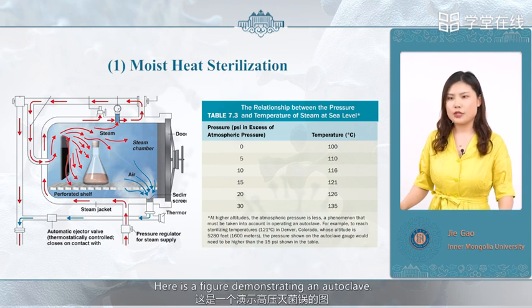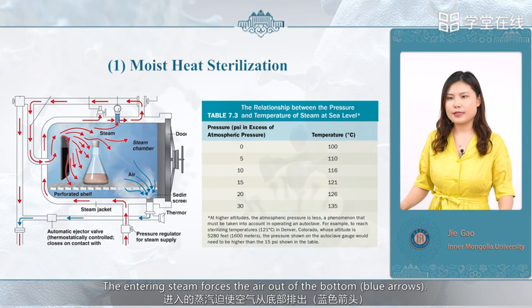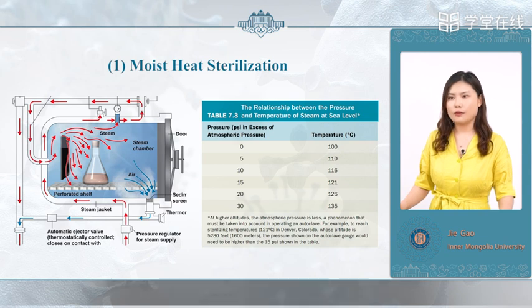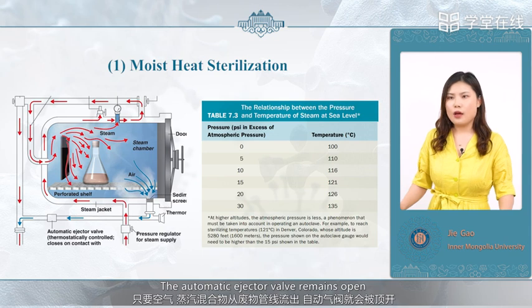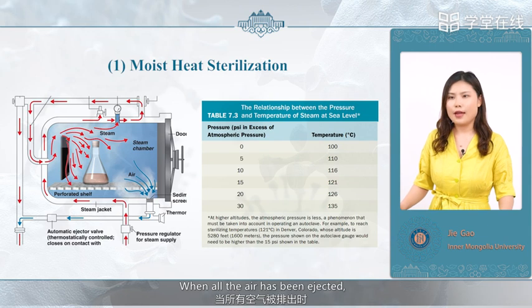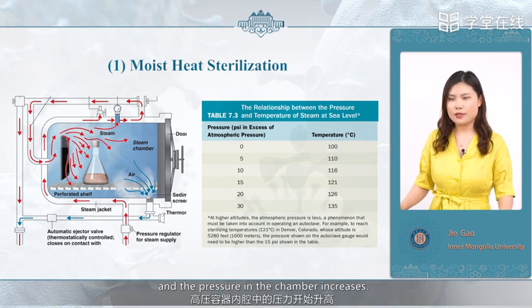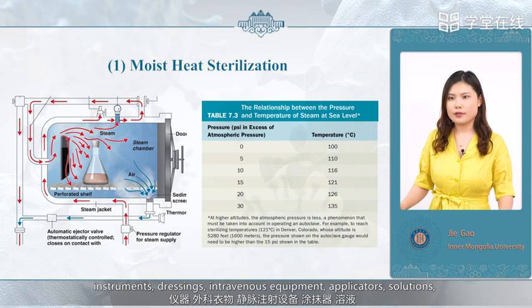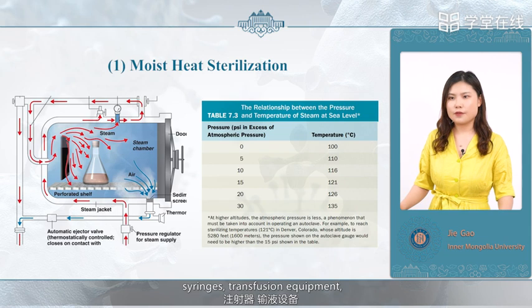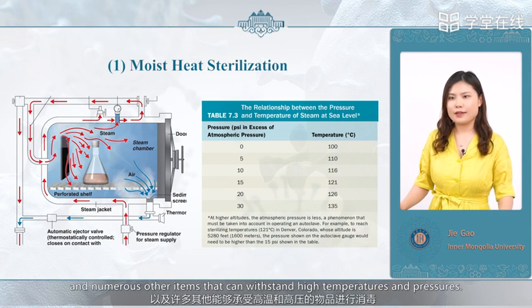Here is a figure demonstrating an autoclave. The entering steam forces air out of the bottom, blue arrow. The automatic ejector valve remains open as long as an air-steam mixture is passing out of the wasteline. When all the air has been ejected, the higher temperature of the pure steam closes the valve and the pressure in the chamber increases. Autoclaving is used to sterilize culture media, instruments, dressings, intravenous equipment, applicators, solutions, syringes, transfusion equipment, and numerous other items that can withstand high temperature and pressures.